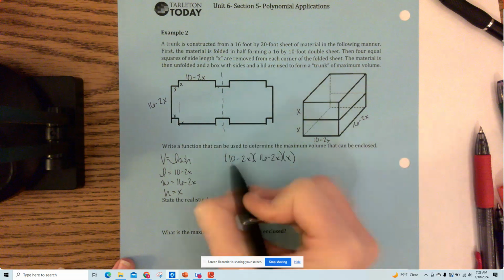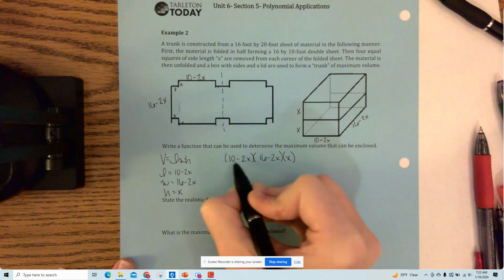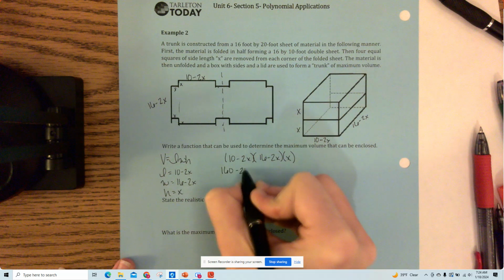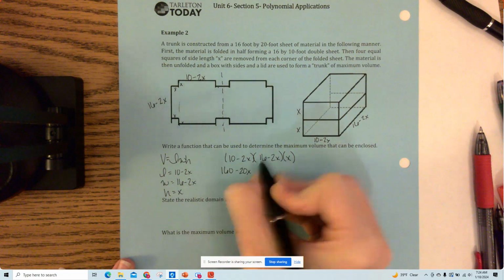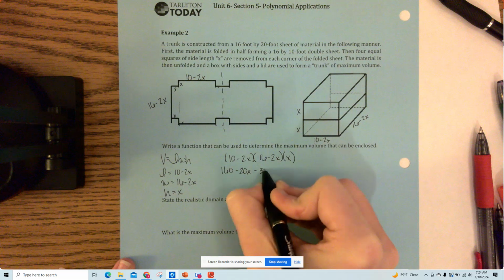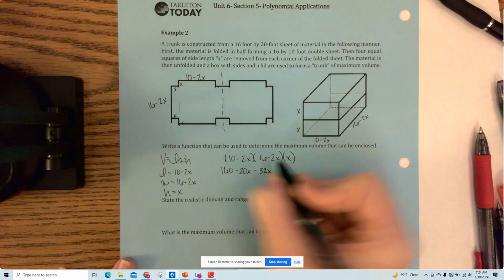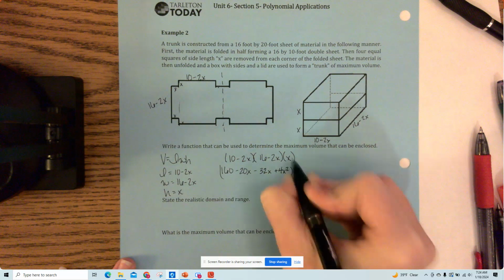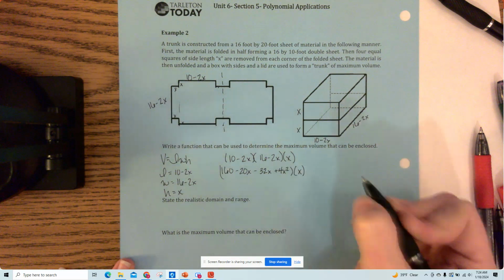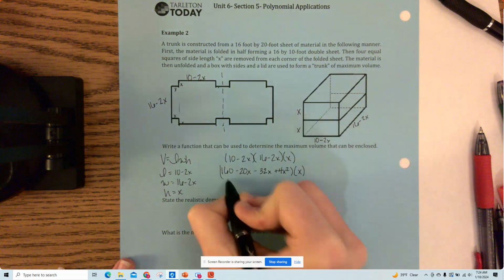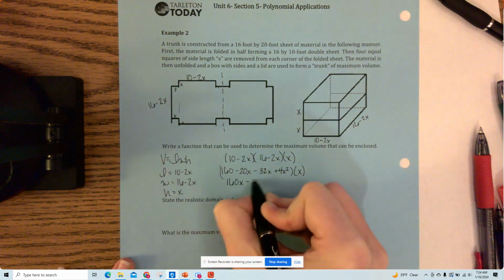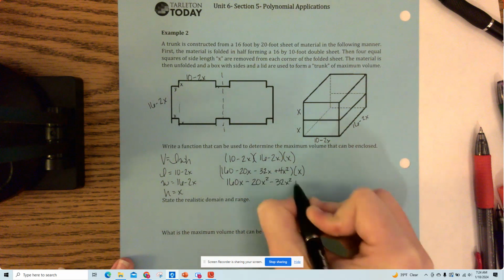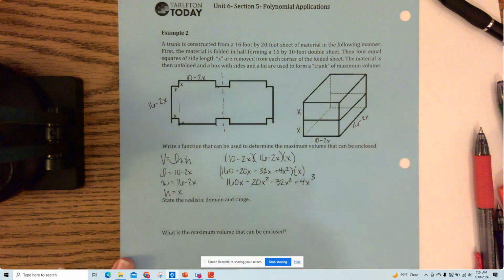So how I would do that, I would FOIL this piece first. So 10 times 16 is 160. 10 times negative 2x is negative 20x. Negative 2x times 16 is negative 32x. And the negative 2x times negative 2x is a positive 4x squared. Then multiply by that x. I left the x for the end because all I have to do is just add an x on to all of these. Bump the exponent up.